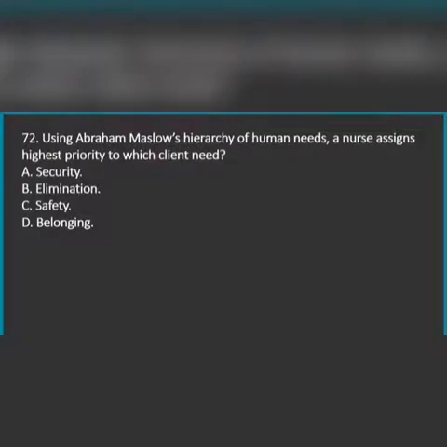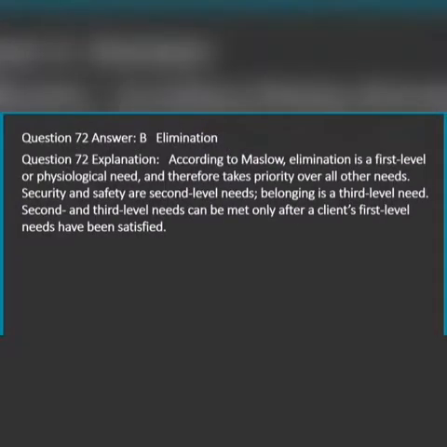Question 72. Using Abraham Maslow's hierarchy of human needs, a nurse assigns highest priority to which client need? A. Security. B. Elimination. C. Safety. D. Belonging. Question 72 Answer: B. Elimination. Question 72 Explanation: According to Maslow, elimination is a first-level or physiological need, and therefore takes priority over all other needs. Security and safety are second-level needs, belonging is a third-level need.